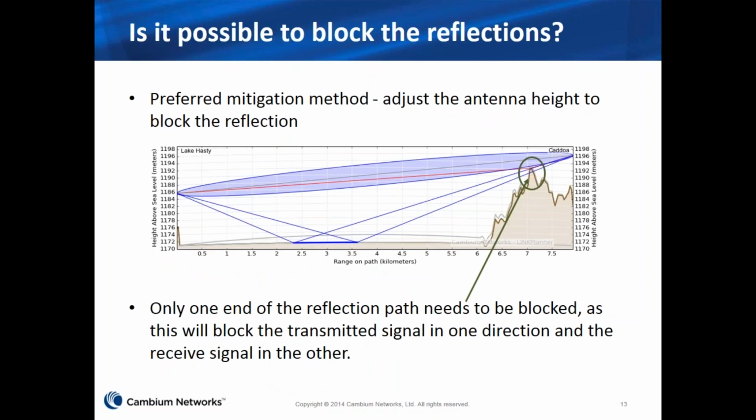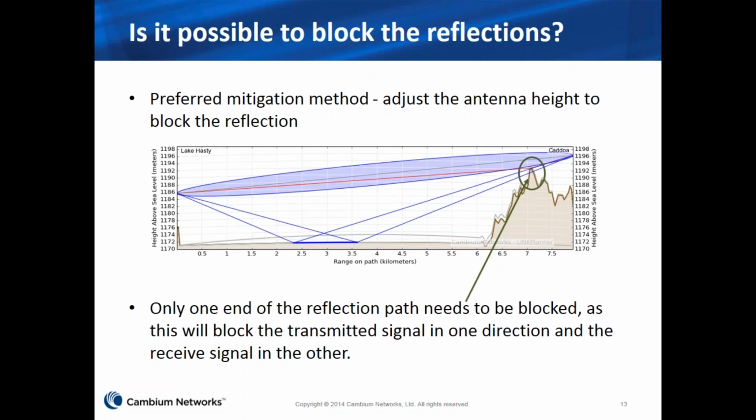So the next question to ask is, is it possible to block the reflections? If the reflected path can't reach the antenna, then it can't cause us any problems. So trying to avoid it reaching the antenna is the first place to start. Changing the height of one or both ends of the link does two things. One, it moves the position of the reflection along the path. If you lower the antenna height at one end of the link, the reflection point moves towards that end of the link. Alternatively, if you raise the antenna, it will move towards the other end of the link. It may be possible to move the reflection point so that it coincides with land rather than water, or a more undulating piece of land.